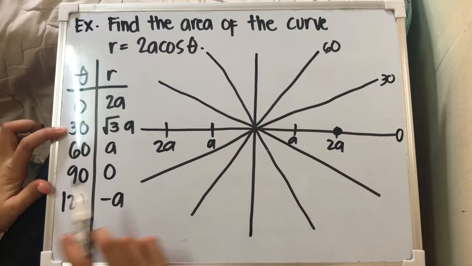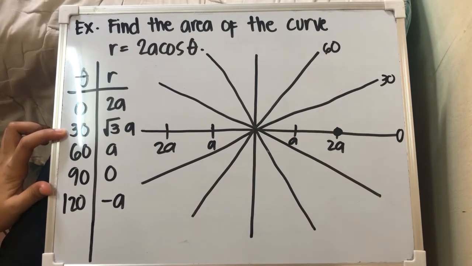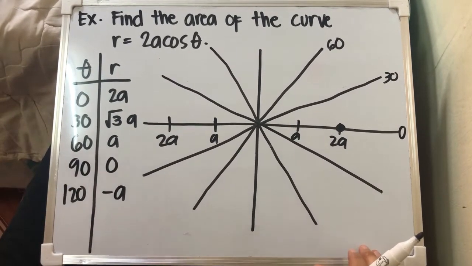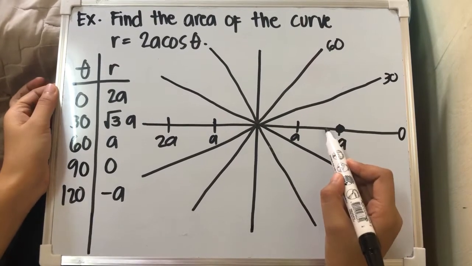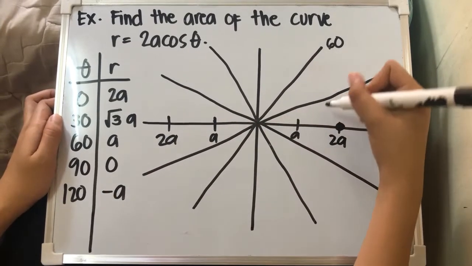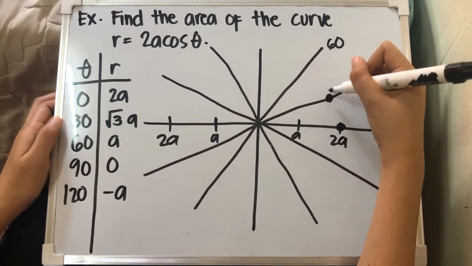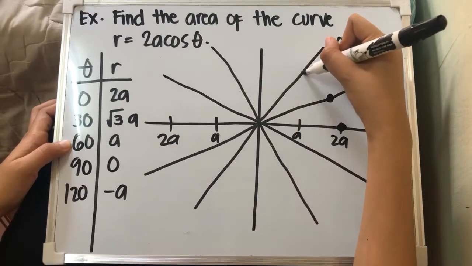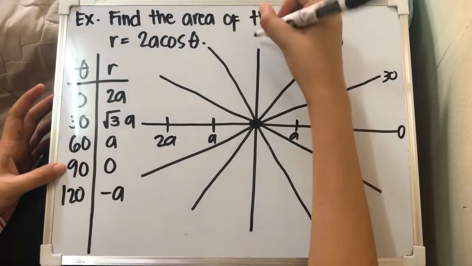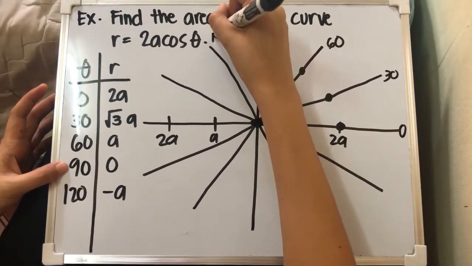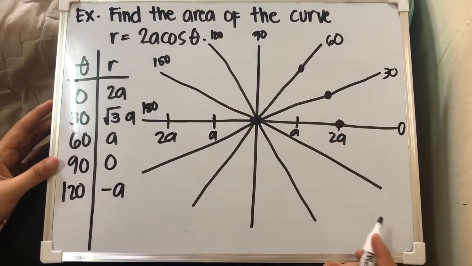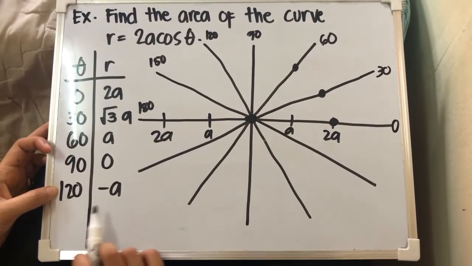30 and square root of 3a, that is also equivalent to square root of 3. I think that's around 1.73. So that's here. And then we have a. So it's somewhere here. 60 and a, that is here. 90, 0, here. This is our 90, our 120, 150, this is 180. So 120 and negative a.